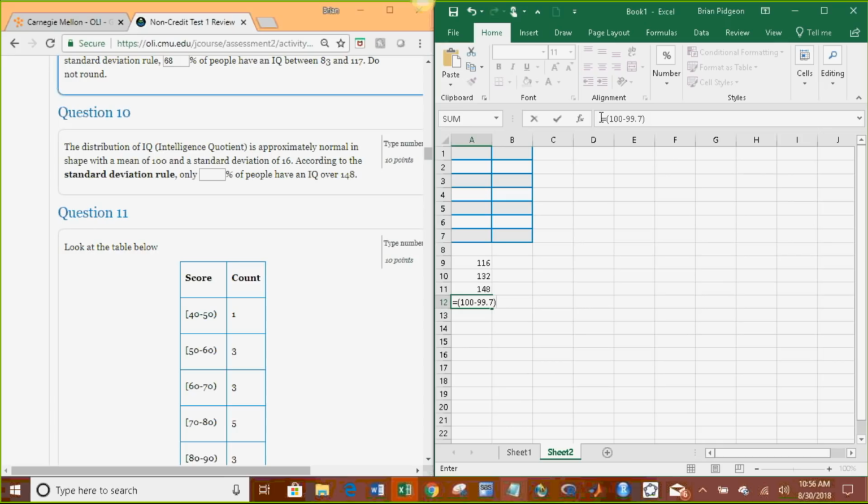Well, we have to consider the fact that the normal distribution is symmetric. So whatever percentage is above 148, that same percentage is going to be below 3 standard deviations in the other direction. So we need to divide this difference by 2. And we get 0.15.